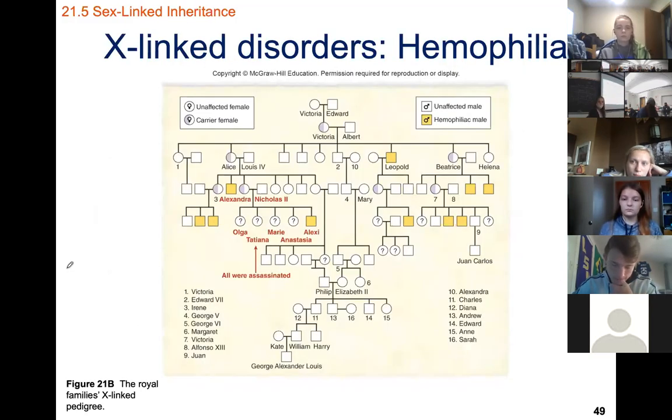And lastly, this is just a big family tree here. Does anybody know, without reading the caption, where these names come from? Does anybody recognize any of those names up there? Besides the fact that my name's up there. Anybody recognize any of those? This is the royal families, and this is their family tree because there is a hemophilia disorder that has been passed down through the royal family.